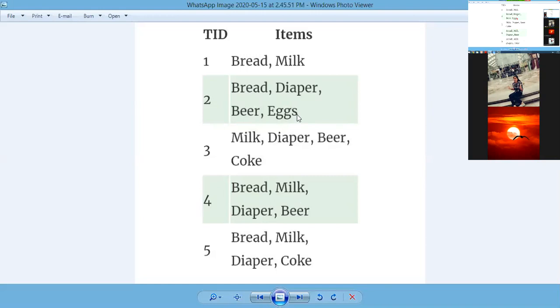Egg, I think egg will also go because it is below the support level. One out of five, 20%. What about diapers? Diapers will be in because one, two, three, four. That is where beer and diaper is a very famous problem. So beer is going to be one, two, three, three out of five. Beer is also in, 60%.